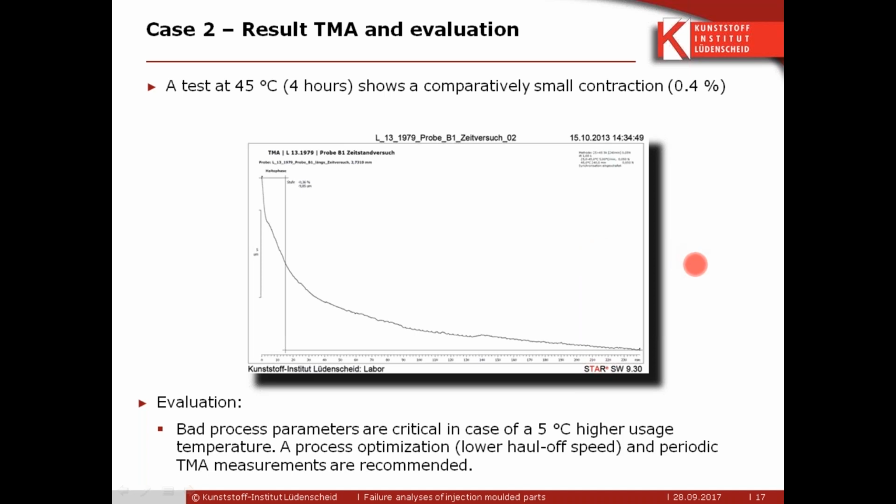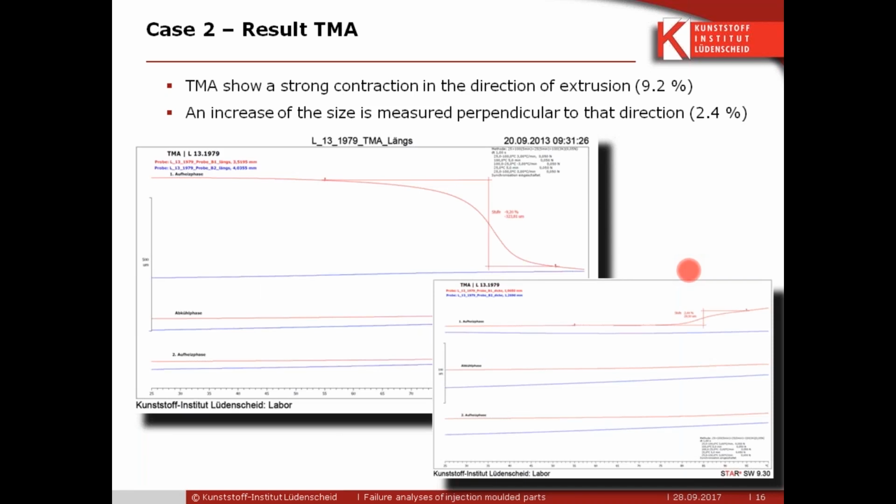We do not only analyze such problems, but we also try to help our customers to solve them. That's why we recommend, in this case, optimization of the production process. For extrusion, it would be a lower haul-off speed. If we have injection molding, you can optimize the temperatures and the speed of injection. And of course, periodic TMA measurements are recommended.